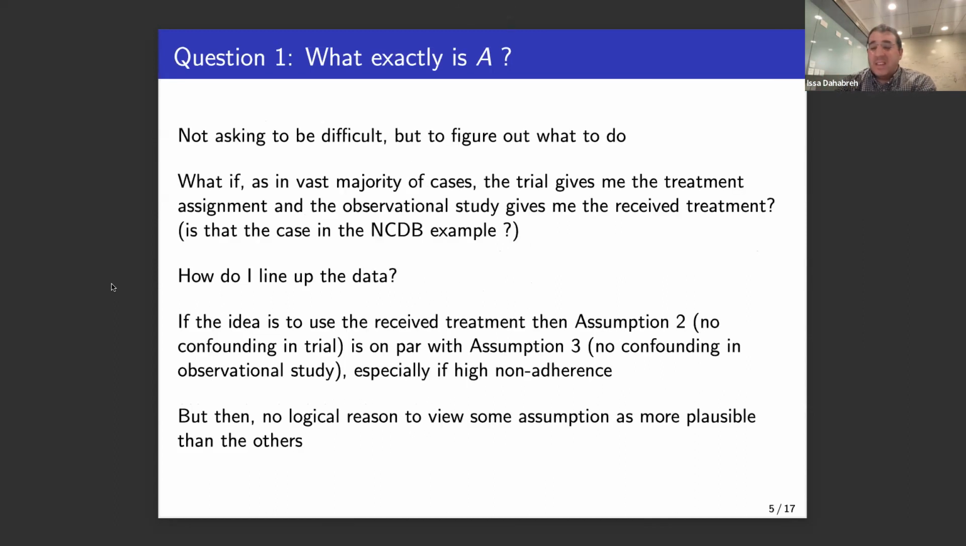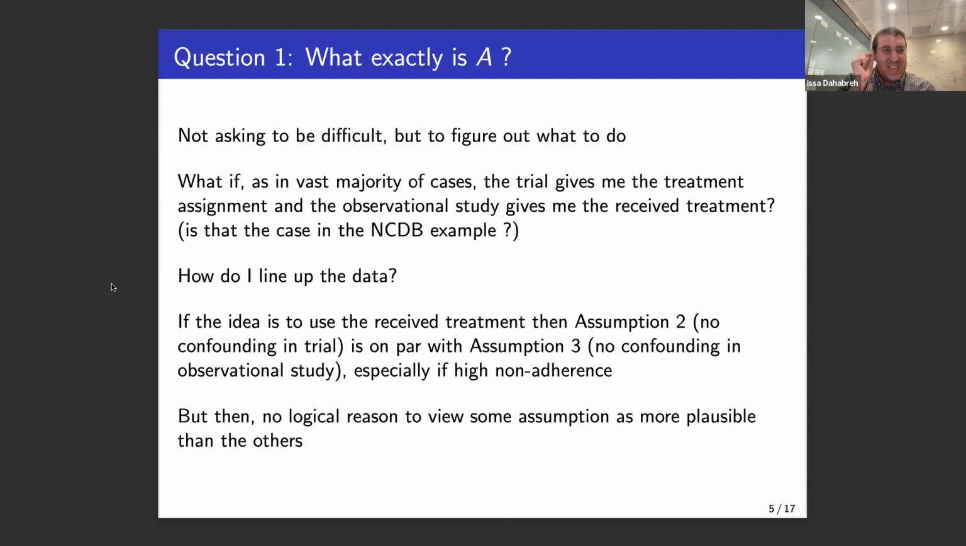Now, I'm not asking this to be difficult, because I have data like Shu's from other applications. And I really don't know what to do in my data. If I only have the assignment indicator and the received treatment indicator, which I believe may be the case in the NCDB example, then how do I line them up?